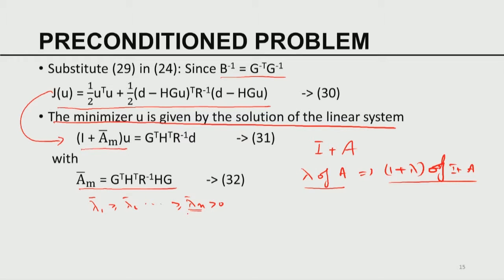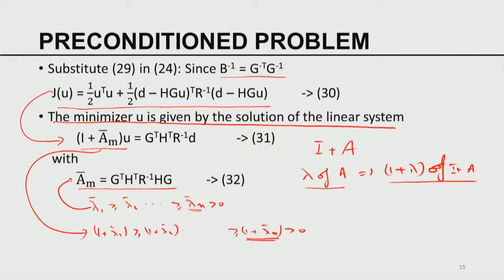Let these be the eigenvalues of this. The eigenvalues of I plus A are 1 plus lambda 1 bar, greater than or equal to 1 plus lambda 2 bar, greater than or equal to 1 plus lambda n bar, and this is greater than 0. Now look at this. The least eigenvalue is 1 plus lambda n bar. 1 plus lambda n bar can never be close to 0. Lambda n bar is positive, but with the 1 plus, that means I am bounding the value of the least eigenvalue.